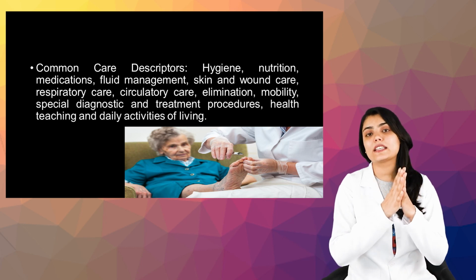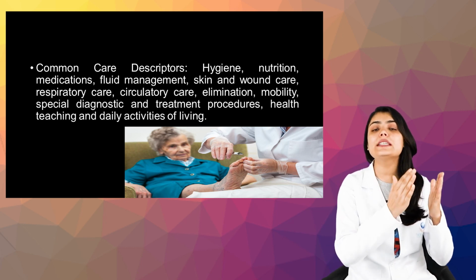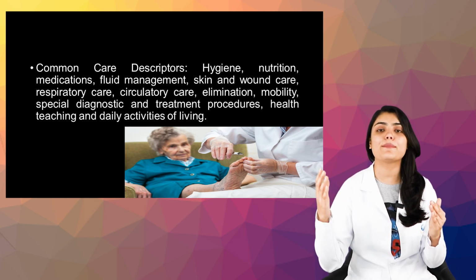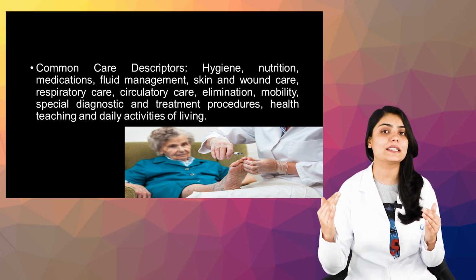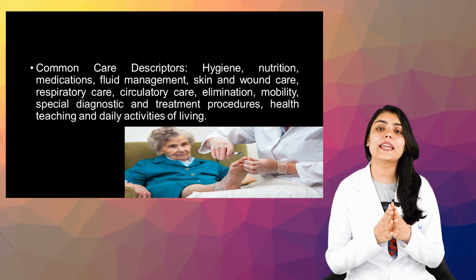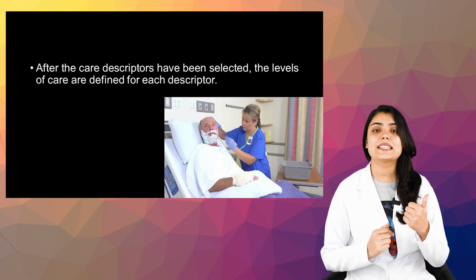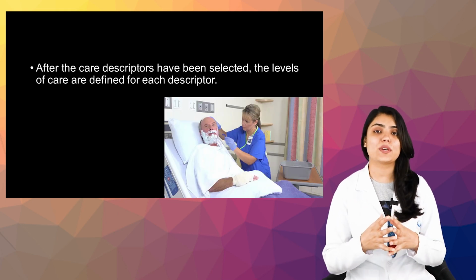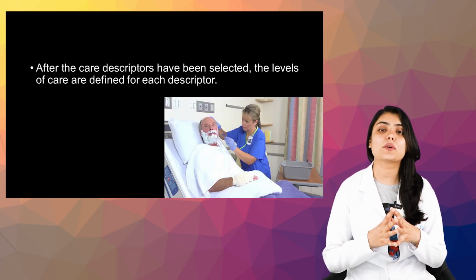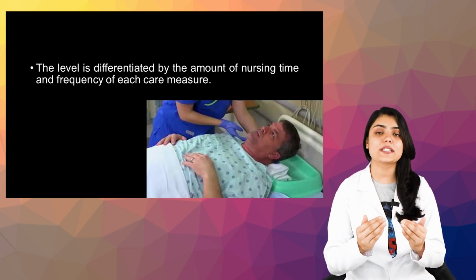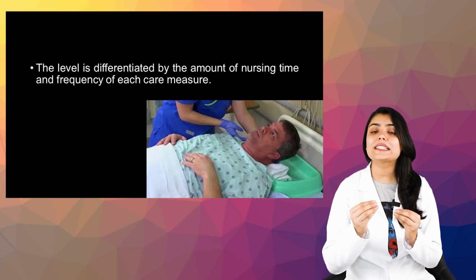Each of these activities is quantified from the least amount of time that a nurse has to invest to the highest amount of time that the nurse will require to complete the task. As I said, the common care descriptors can be hygiene, mobility, feeding, medications, skin care, respiratory care, etc., the normal activities that are carried out in the ward. And the level is differentiated according to the time that the nurse has to invest or the complexity of the particular task. So I hope you've understood what is factor evaluation system.